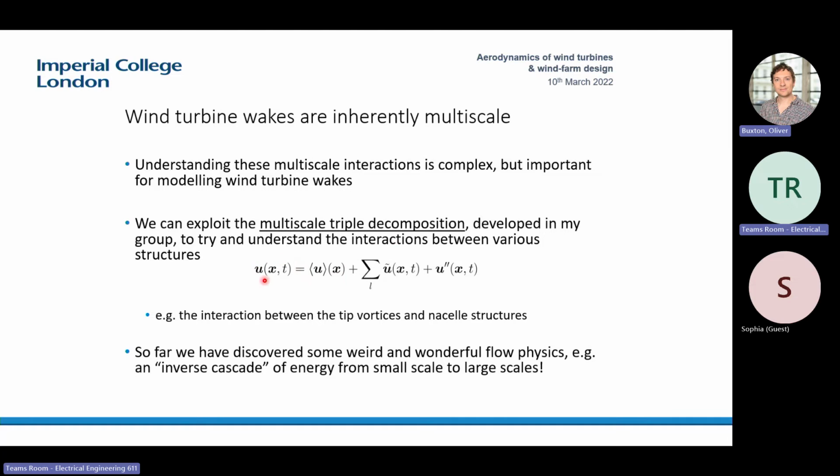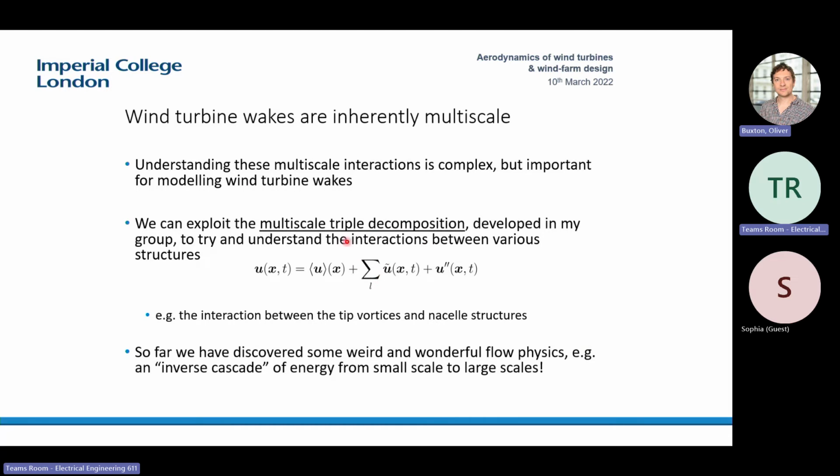So this is where we take the velocity and we're able to decompose it into a mean velocity plus a fluctuation. But the fluctuation itself can be decomposed into what we call a stochastic part. So this is effectively the turbulence that exists within the flow, plus a sum of the various coherent modes that exist within the flow. So for example, we might have the rotor frequency FR, we might have the blade passing frequency 3FR, we might have the nacelle shedding frequency, the tower shedding frequency, etc.